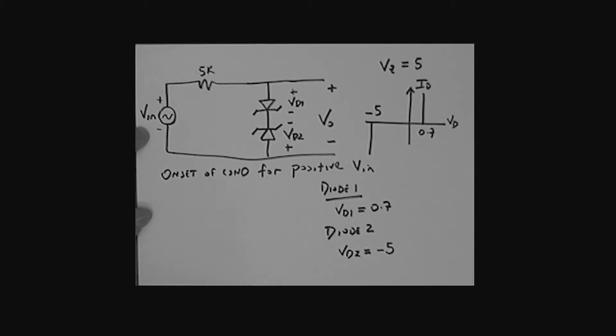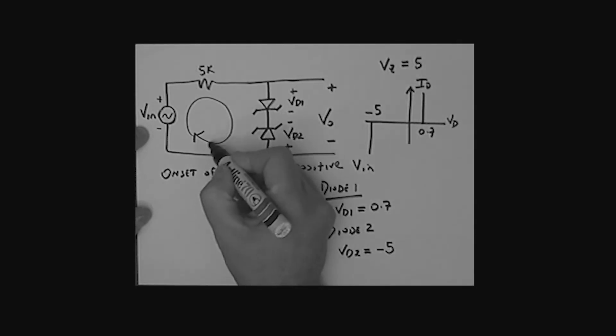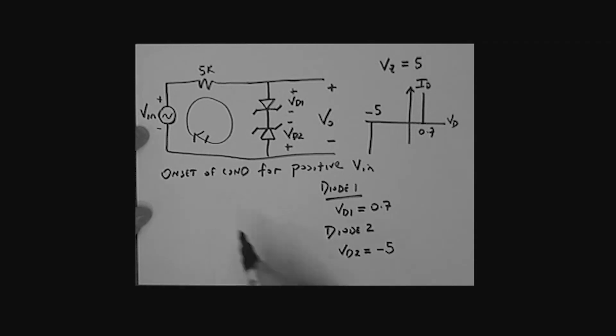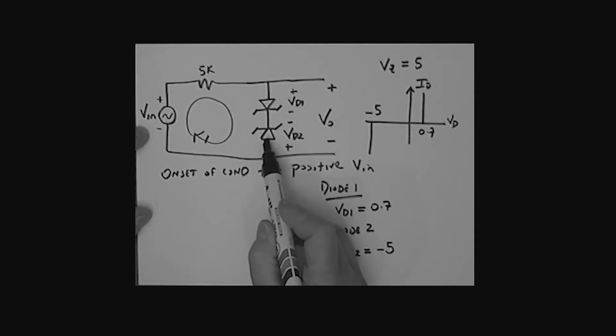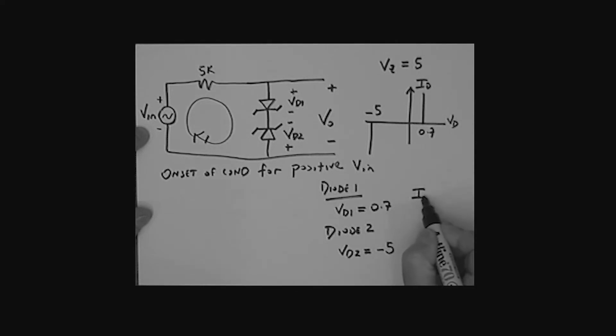for these positive values of V in. So let's take a loop. Standard approach. So here I go round the loop. By the way, at the onset of conduction, the current in this circuit, the ID, is still actually equal to 0. We're right at the onset of conduction.